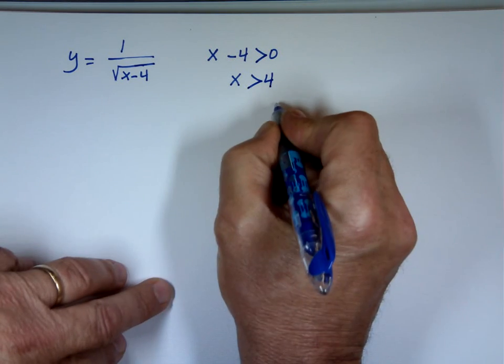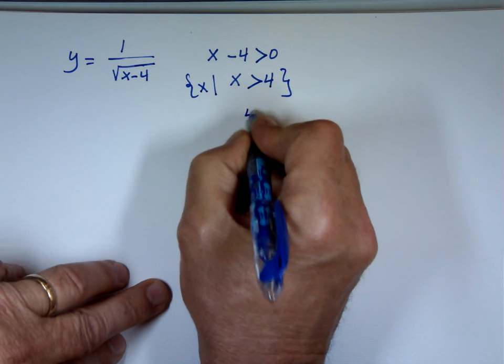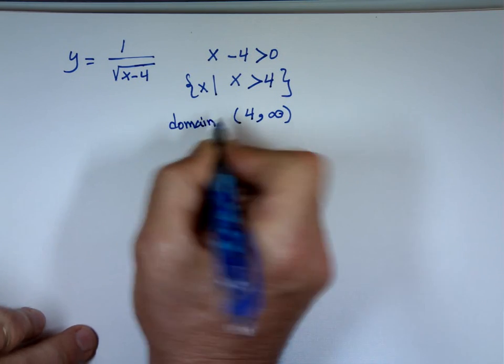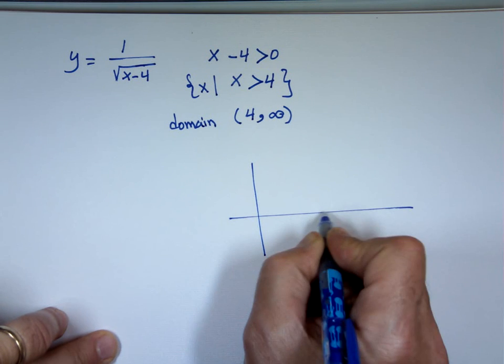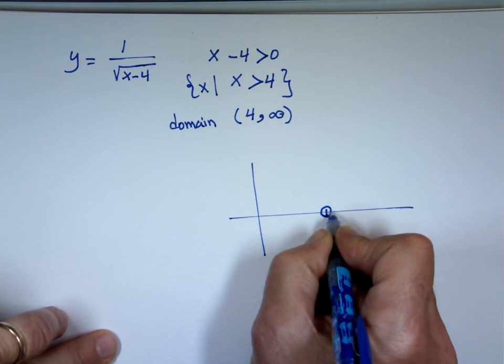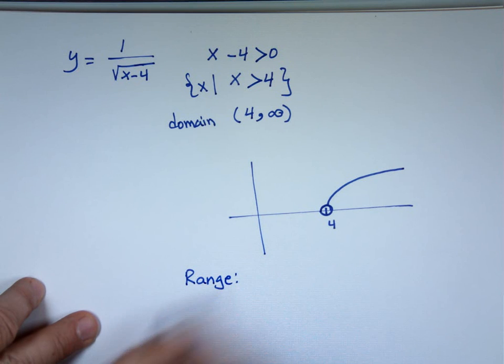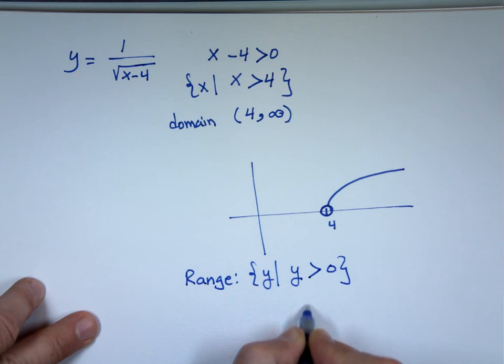So your domain is x such that x is greater than 4, or in interval notation, from 4 to infinity. That's the domain. What's the range? Well, we just graphed it. If you graph that again, this is the 4, so it's an open circle there, and it looks like this. Same as before, except you can't use the 4. You can use 4.1, 4.01, 4.2, 4.3. So what is your range? Y such that y is greater than 0. So that's from 0 to infinity.